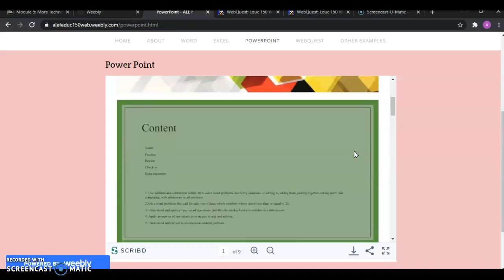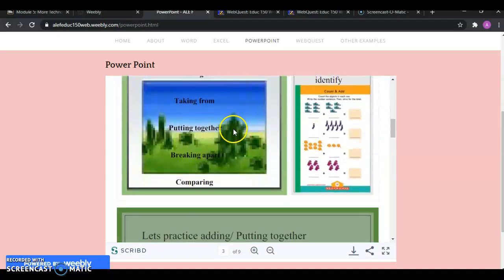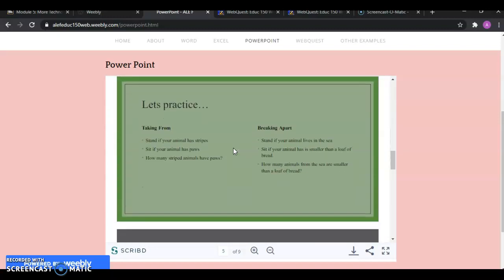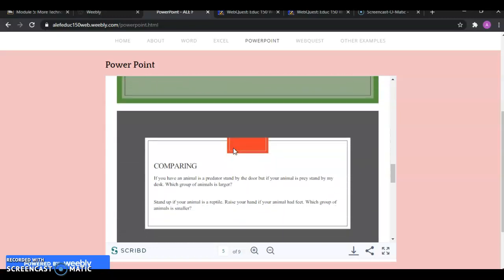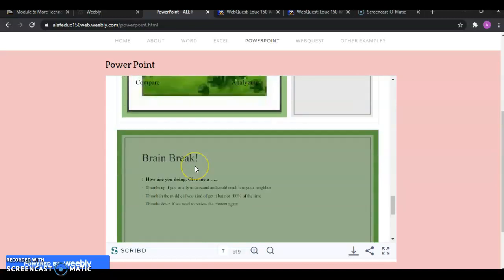For my PowerPoint, again, it goes back to my lesson plan Word document for counting and adding and subtracting. This is my table of contents. We had a vocab practice, review, check-in, and extra resources. Here's my vocab page: taking from, putting together, comparing, breaking apart, things like that. This is our practice. We played a little game with animal cards. Our quick review, we're going to be seeing whether taking away is adding, subtracting, or analyze, breaking down is adding, subtracting, or analyze, and so forth.